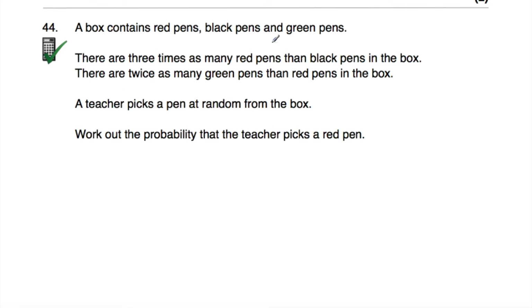Now we don't actually know how many red pens, black pens and green pens there are, but we're told some information. What I'm going to do is let one of them be equal to x, perhaps the one with the lowest number, then find expressions for the other ones. The lowest is probably the black pens, because there are 3 times as many red pens as black pens, and twice as many green pens as red pens. So I'm going to let the number of black pens be x.